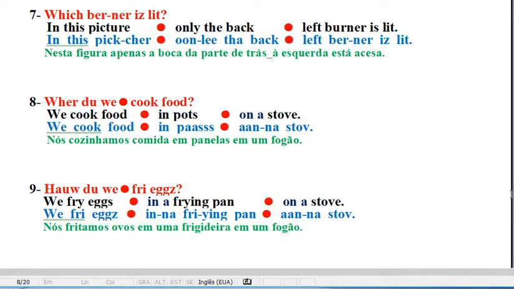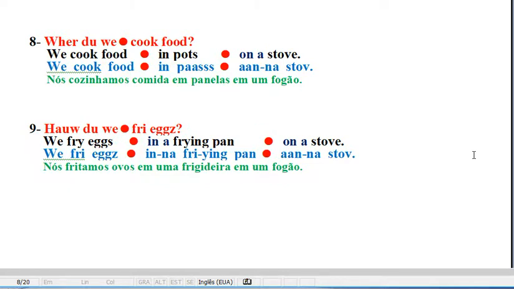Line 8. We cook food in pots on the stove. Where do we cook food? We cook food in pots on a stove.